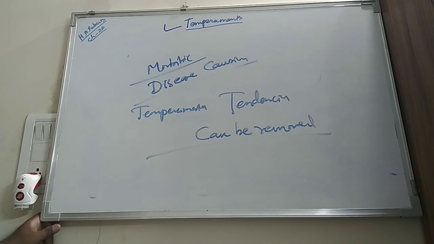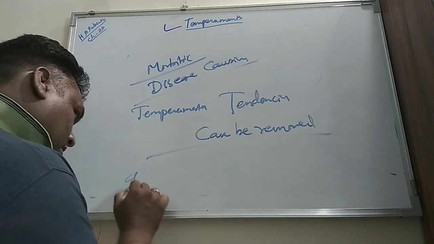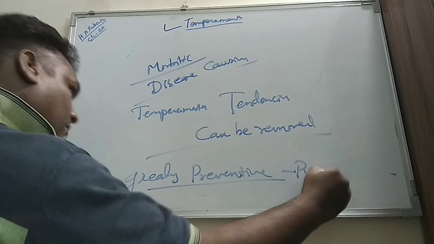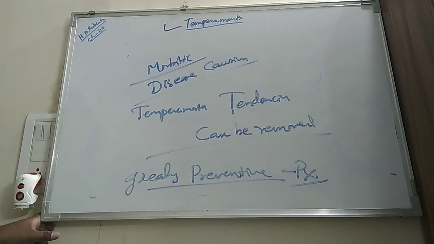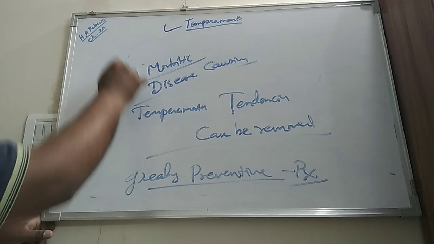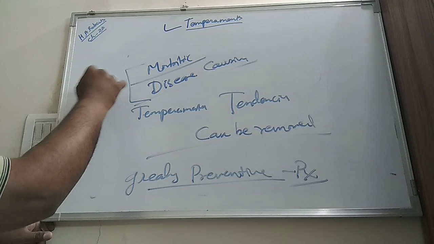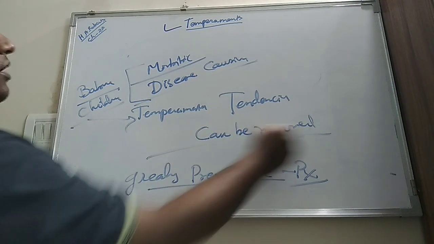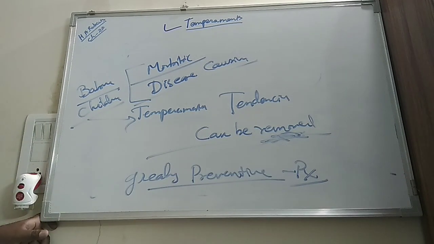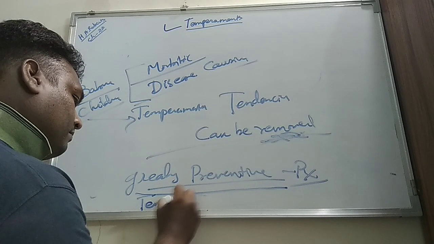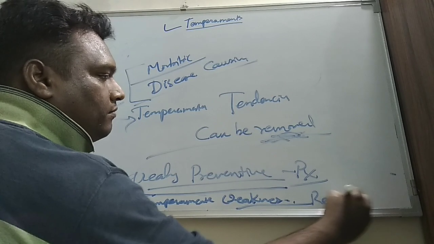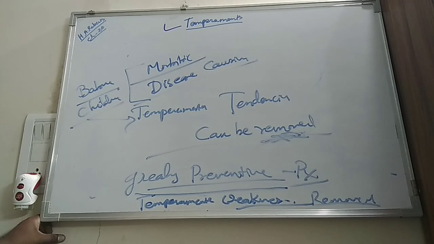Well, as in this case, this is greatly preventive treatment, because morbific or disease-causing conditions in babies or children, if the tendencies are prevented or removed permanently, then the preventive process happens because the temperamental weakness is removed. Temperamental weakness is removed.